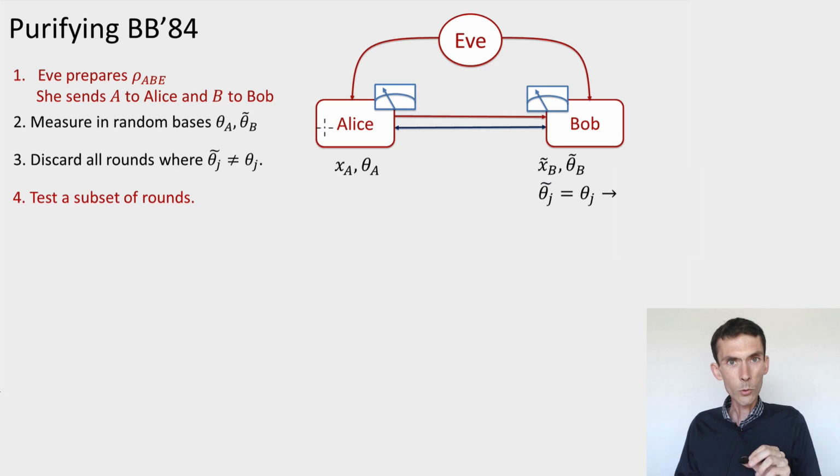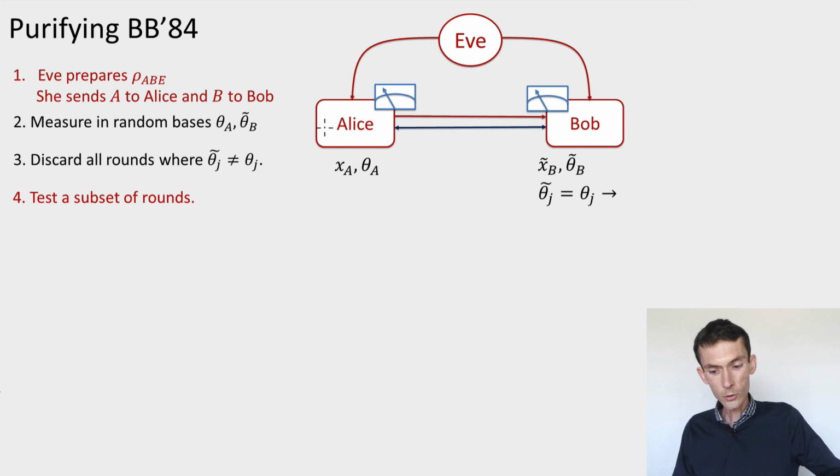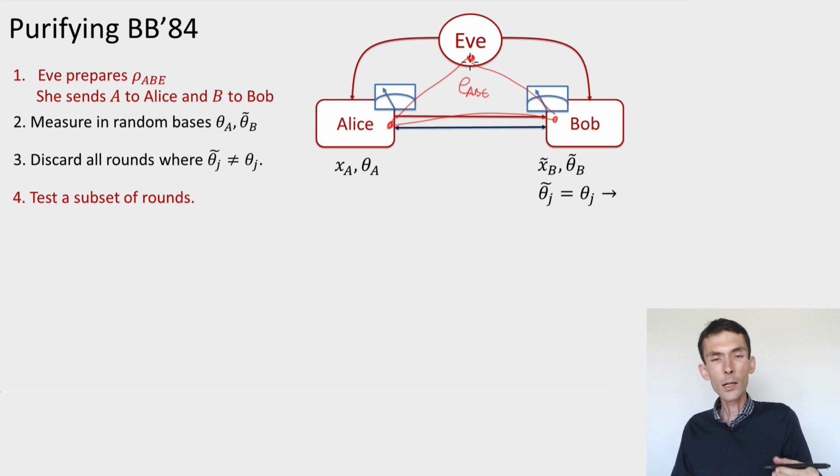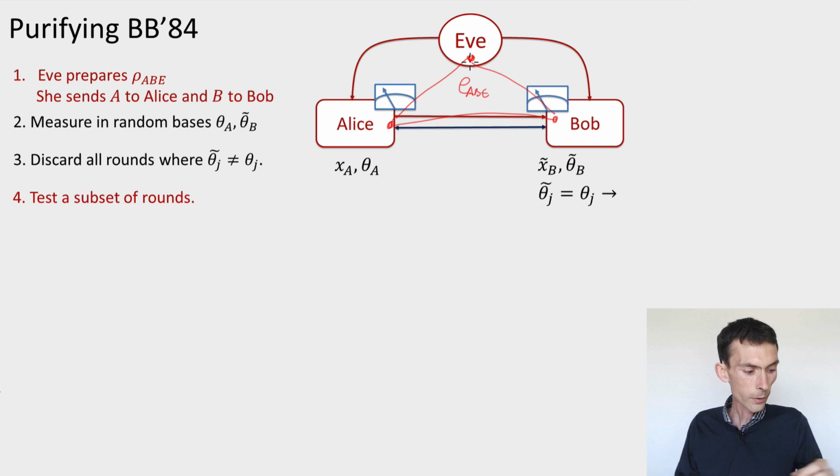Let's imagine that we modify this protocol again a little bit. The start is the same. Eve has prepared this state ABE. She keeps one system, sends one to Alice, one to Bob. This state is a priori unknown, and I'd like to test it. So let's modify the testing phase. Remember, the testing phase was meant to look at a subset of the rounds in which Alice and Bob made the same basis choice and check that the outcomes were the same in those rounds. Let's modify this. Let's separate it into two parts, A and B.